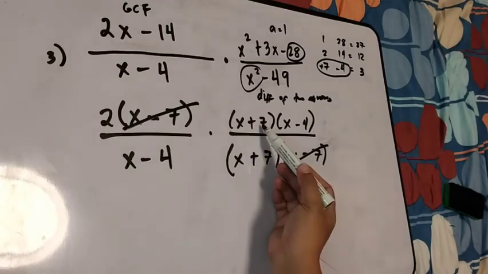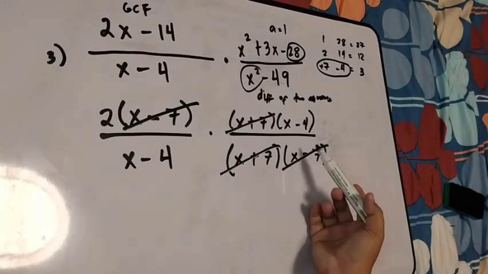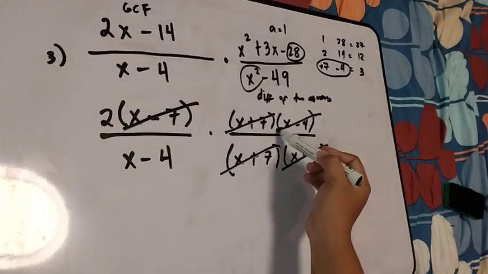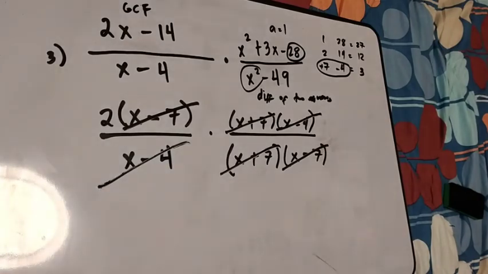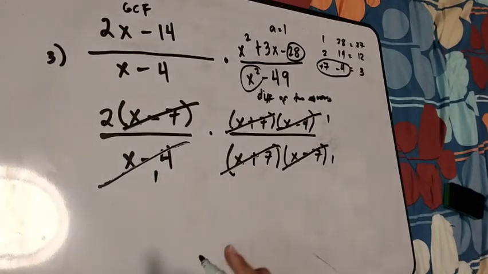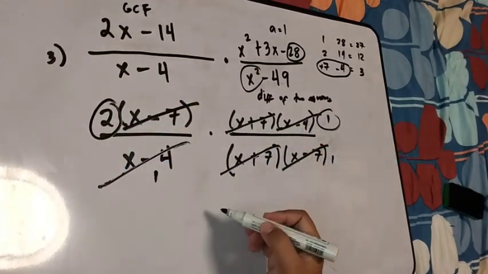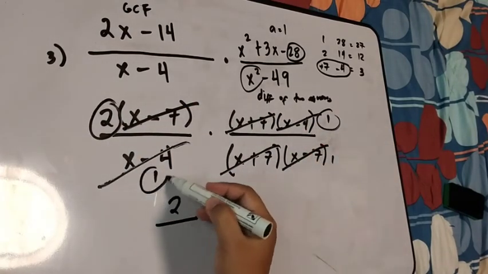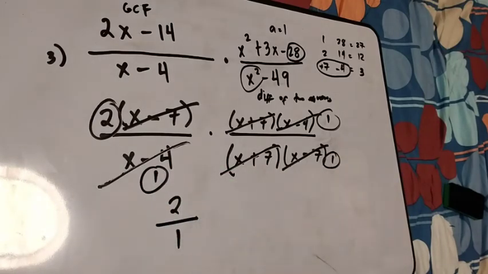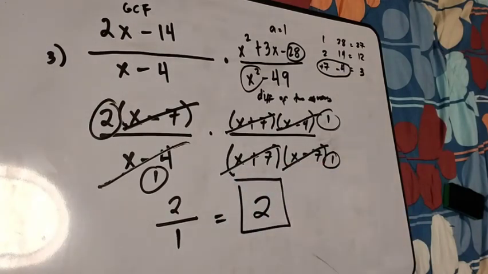We have here x plus 7. We have here x plus 7. And then we have x minus 4 and x minus 4. Okay, so anong natira? Naka-cancel out, which is 1, 1, and 1. So, multiply 2 times 1. So, diba 2 times 1, that is 2 over. So, 1 times 1, this is 1. Since our answer is 2 over 1, simplify. Diba kapag 1 yung denominator, magiging whole number na siya. So, the answer is 2.